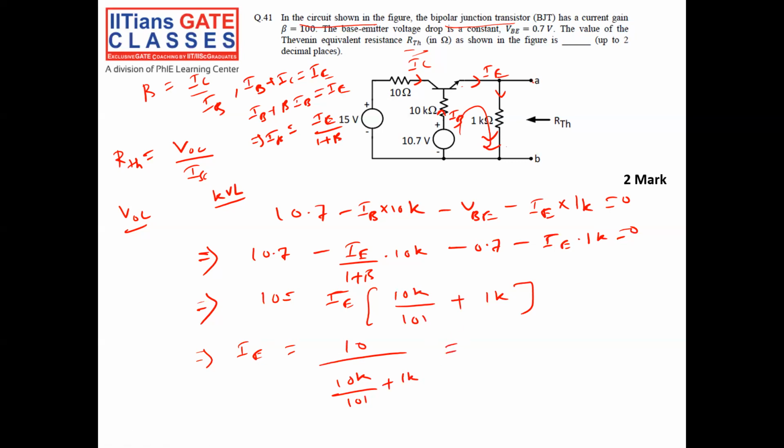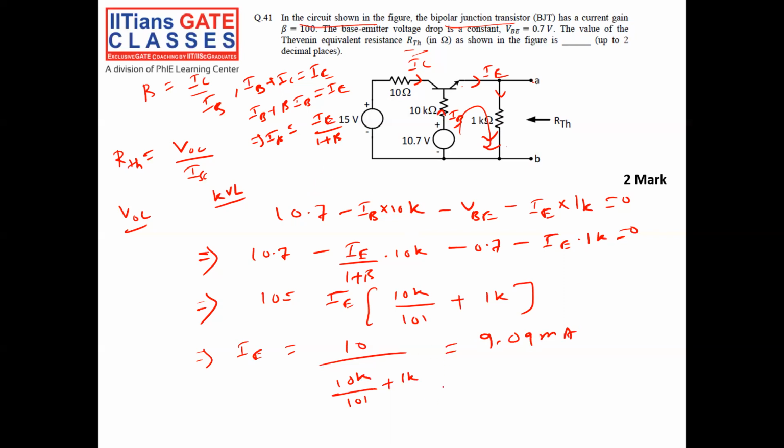So this will be 10 divided by 10k by 101, which is 10 into 10 power of 3 divided by 101 plus 1k. 1k is nothing but 1000. So I got 9.09 milliampere.